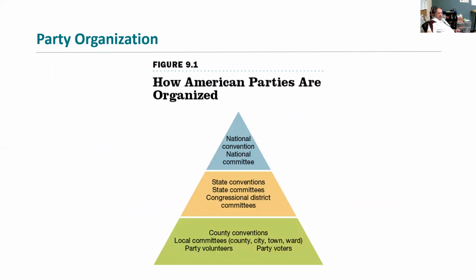This is just a showing of how they're organized. It's sort of a hierarchical structure. But, and I actually like this infographic because there's a little gap there between them. They're not always connected. And what that means is that sometimes the national party can have different plans or different desires than a local or a state organization.